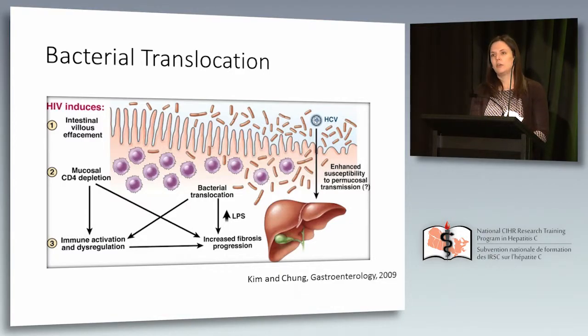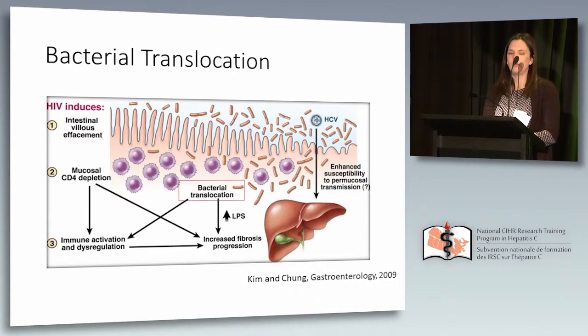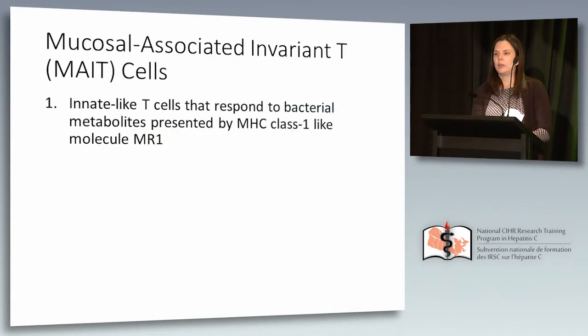This occurs as a result of HIV-related depletion of the gut epithelial lining and downstream depletion of gut mucosal CD4 T cells, which leads to the translocation of bacterial byproducts into the gut and the liver and downstream activation of the immune cells and dysregulation of these cells. It's for this reason that we're interested in looking at Mucosal-Associated Invariant T cells.